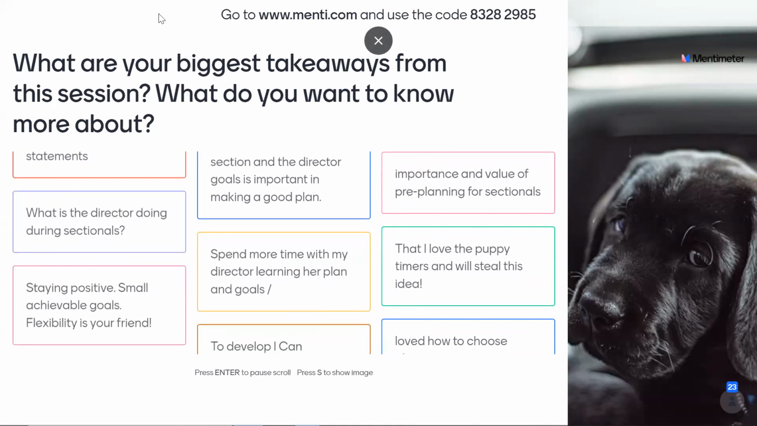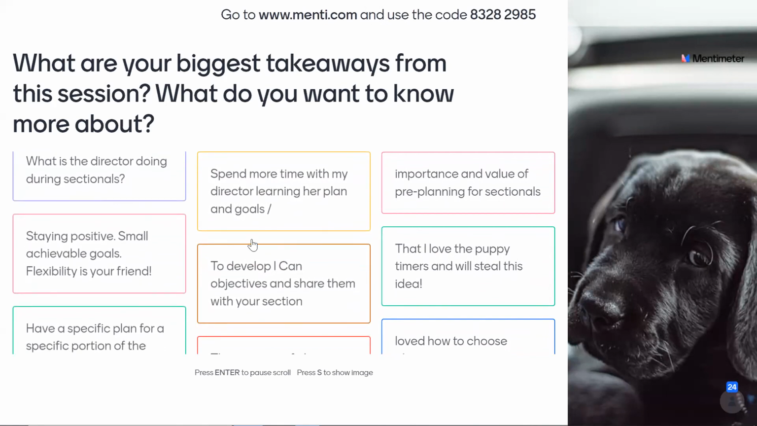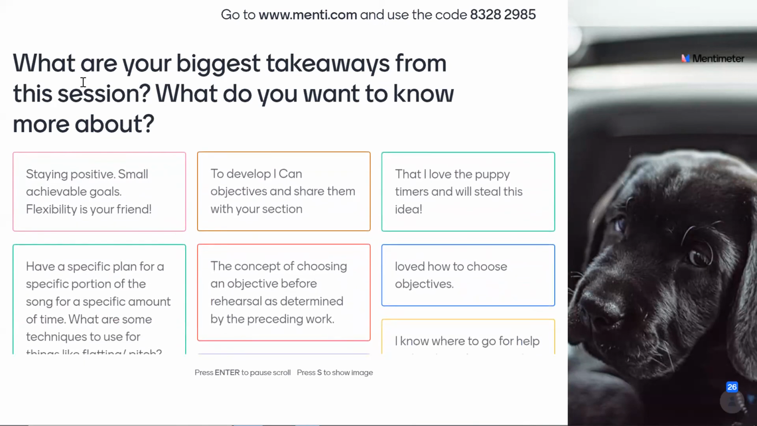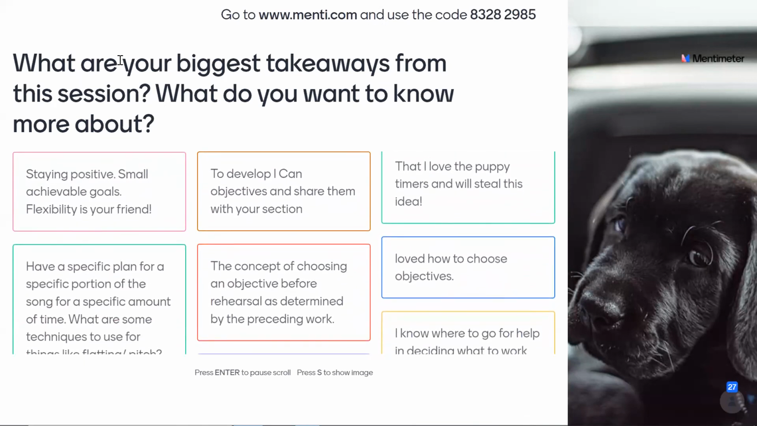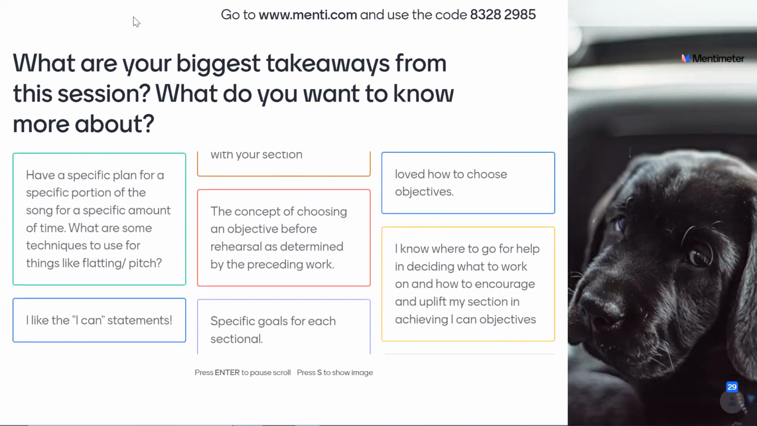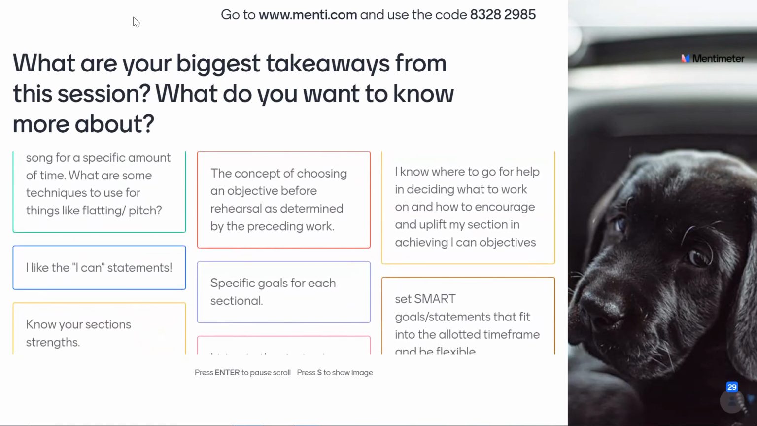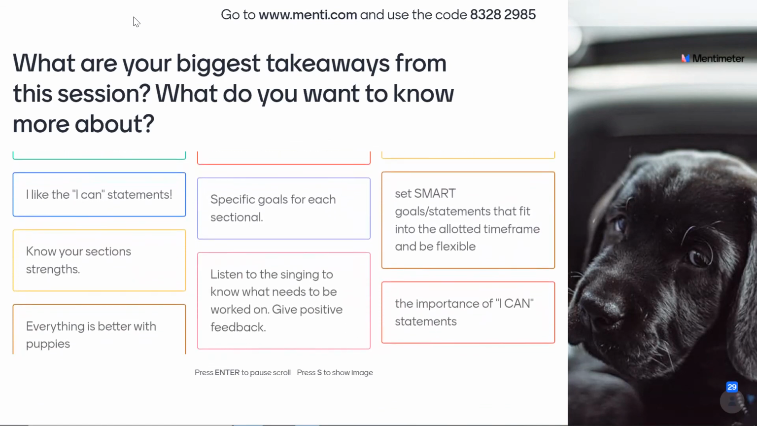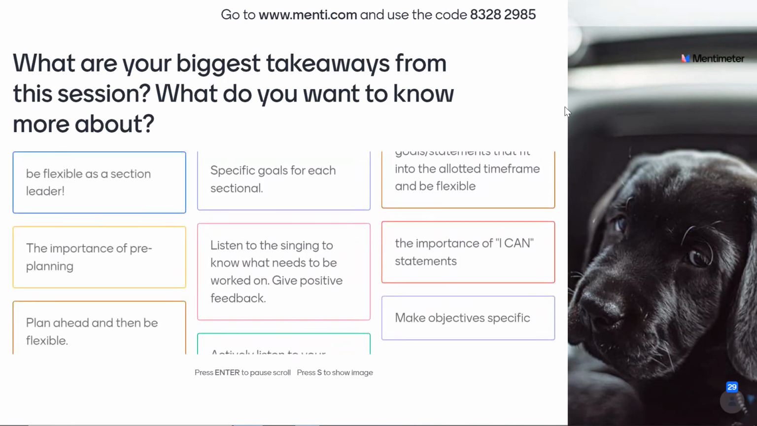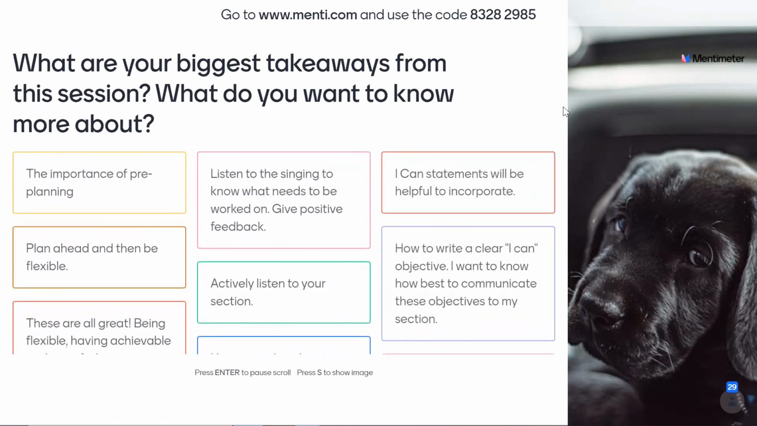I love that somebody's takeaway was, I love the puppy timers and I will steal this idea. That's cute. If you have already input your response, I encourage you to go look at the Zoom chat and also the Mentimeter that is being displayed on Zoom, because it's scrolling through your answers and it's really cool to see what other people have said. Lots of people have had the I can statement really resonate with them, which I think is very cool. That's a pattern that I'm seeing. I like actively listen to your section.